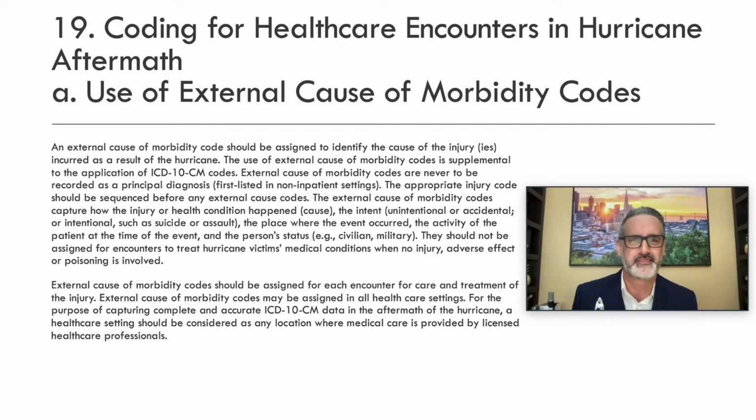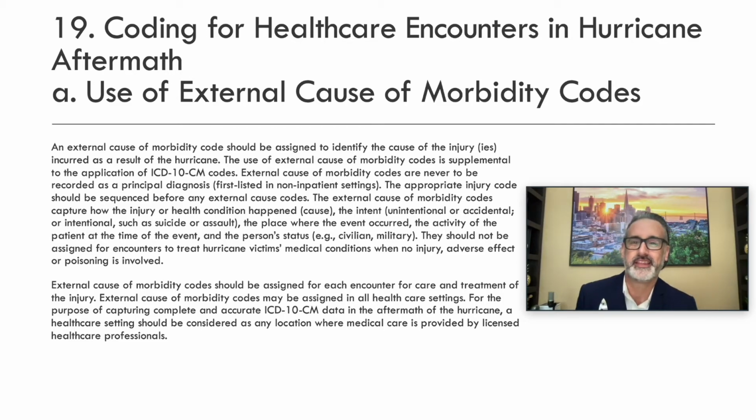Now, something I think is unique is Part 19 here. So Section 1, Part B for General Coding Guidelines, and the subterm 19 actually has 19 A, B, C, and D. And it's all dealing with coding for healthcare encounters in hurricane aftermath. And unless you live somewhere in the country, or code for someone in the country, that has hurricanes, you may never have to deal with this.